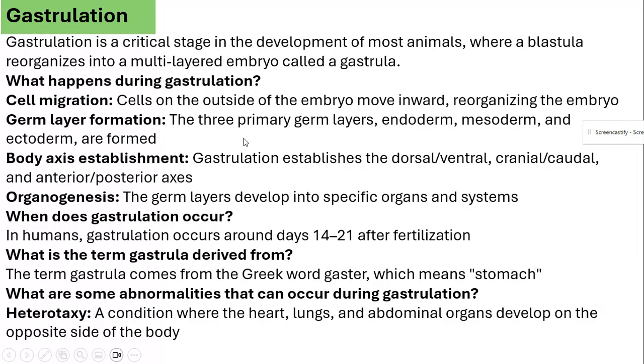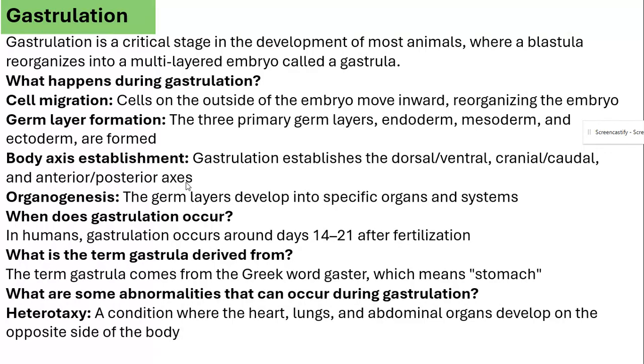Germ layer formation. Three primary germ layers, endoderm, mesoderm, and ectoderm, are formed. Body axis establishment. The gastrula establishes the dorsal-ventral, cranial-caudal, and anterior-posterior axes. So you know how we have x and y axes, in gastrulation we have all the axes. We actually have a framework that's starting. Organogenesis. The germ layers develop into specific organs.